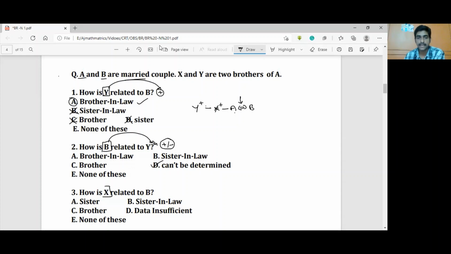Next, how is X related to B? This is similar to the first question. As X is a male, a male relation will come. Sister and sister-in-law will be eliminated. Between X and B a marriage relation exists, so obviously an in-law term will come, but here we don't have brother-in-law. B's spouse is A, spouse's brother is X, so spouse's brother is brother-in-law. We don't have that option here, so the answer is none of these.